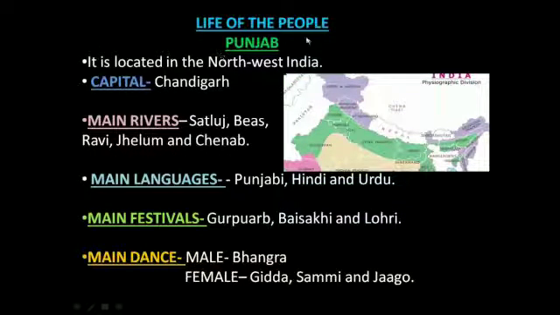Next we will see the life of the people. First we will see the state of Punjab. It is located in northwest India. As you can see here in this map, the location of the state. Its capital is Chandigarh. The main rivers which flow through this state are Satluj, Beas, Ravi, Chenab and Jhelum. The main languages spoken here are Punjabi, Hindi and Urdu. Main festivals are Gurupurab, Vaisakhi and Lohri. In the main dances, males do Bhangra and females do Gidda, Sami or Jago.